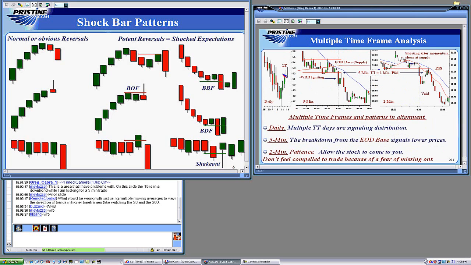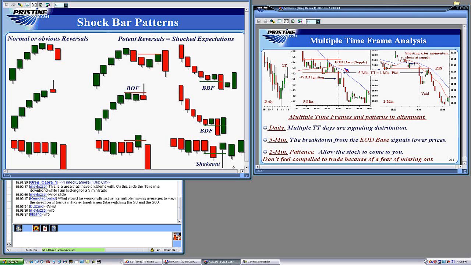Got 3 time frames working together here. Daily in a downtrend, topping tails. We're looking for lower prices. Look inside the topping tail. It's an end of day base. Now here's the breakdown in the morning. First 5-minute bar, igniting the move to the downside.